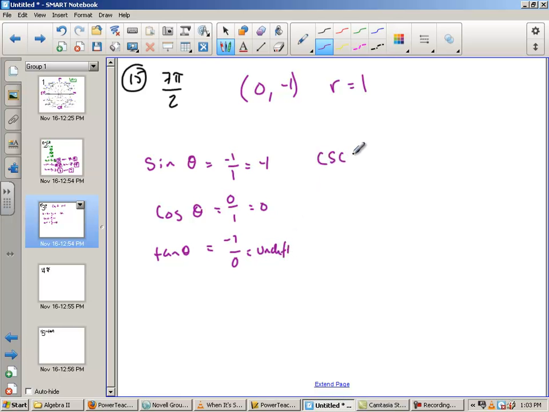Okay. When I go to the cosecant of theta, I still am going to have negative 1, because 1 over negative 1 is still negative 1. When I go to the secant of theta, I'm going to get 1 over 0, which is undefined.